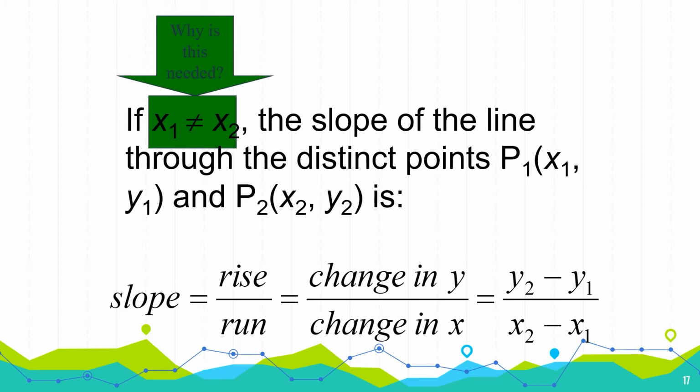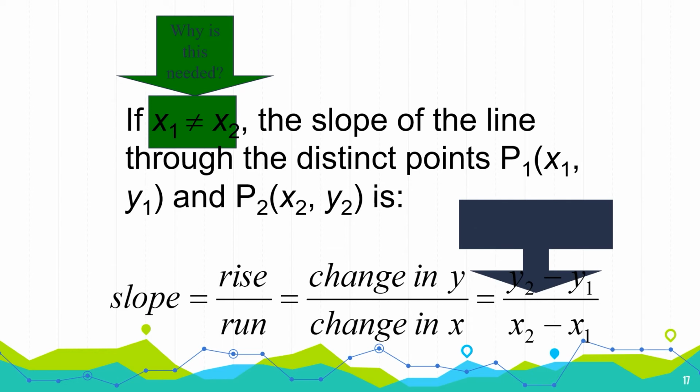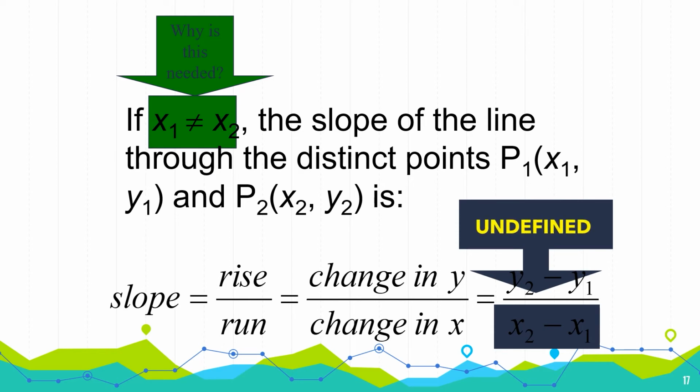Why is it that x sub 1 should not be equal to x sub 2? Because if they become equal, the denominator will be 0. And if the denominator is 0, that will become undefined.